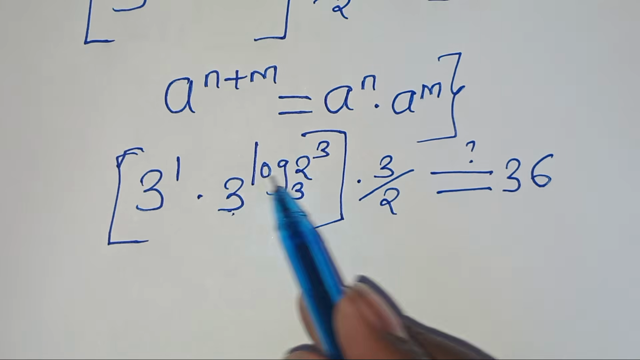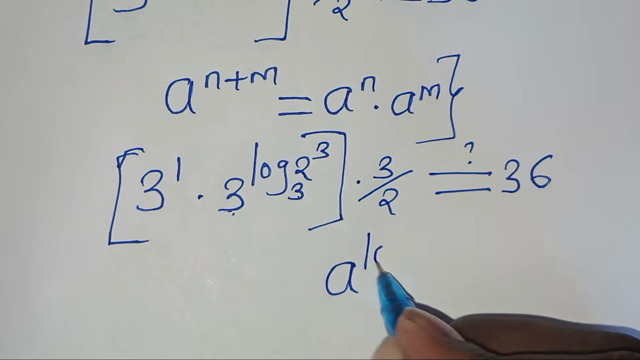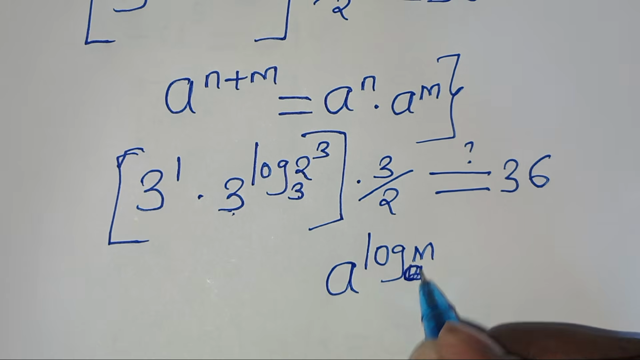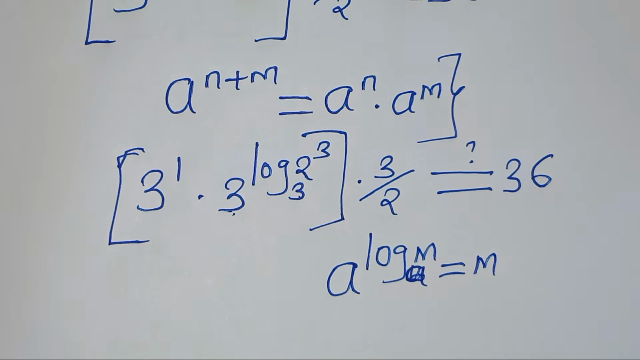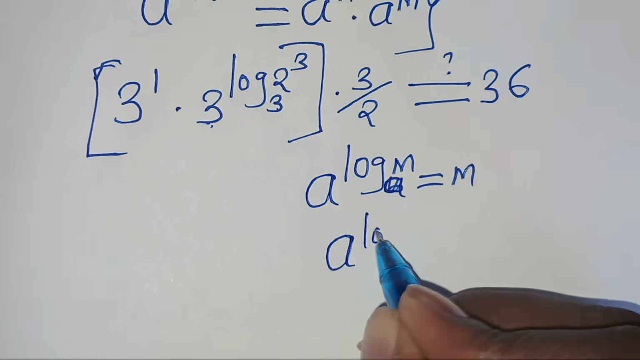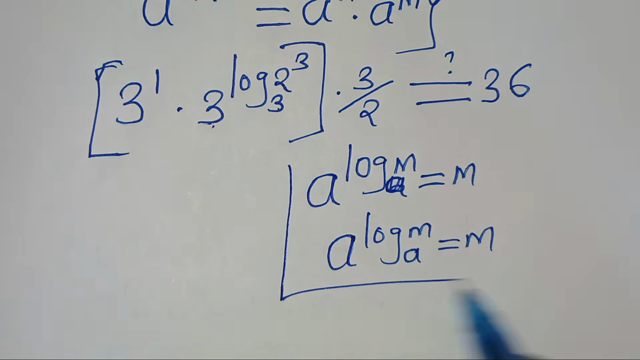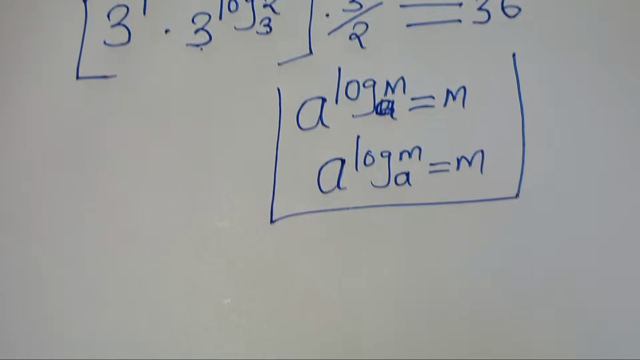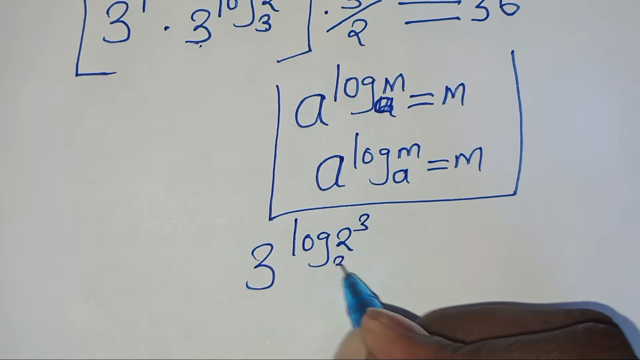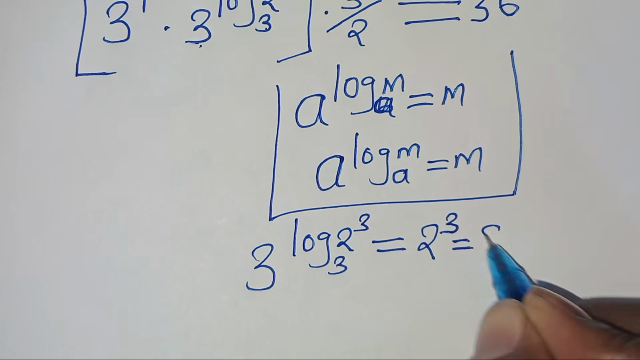We have that 3 to the power of log 2 to the power of 3 to base 3. This is in the form of a raised to the power of log m to base a, so this should give us a value of m. Applying this logarithm property, a to the power of log m to base a gives us a value of m. So this implies that 3 raised to the power of log 2 to the power of 3 to base 3 gives us a value of 2 to the power of 3, and this is equal to 8.